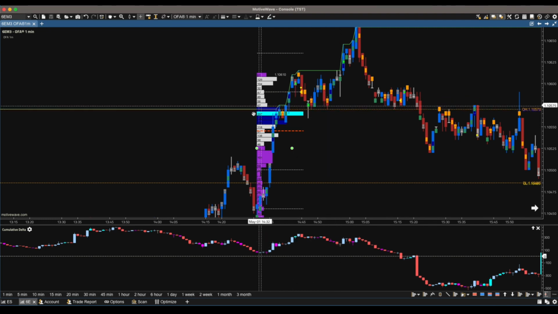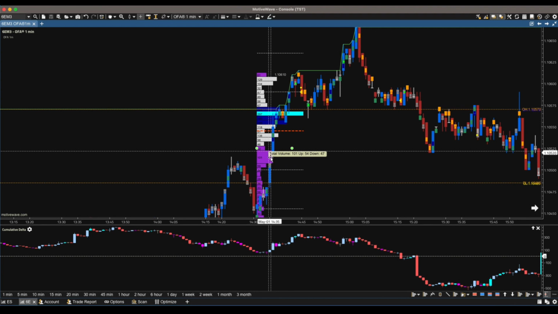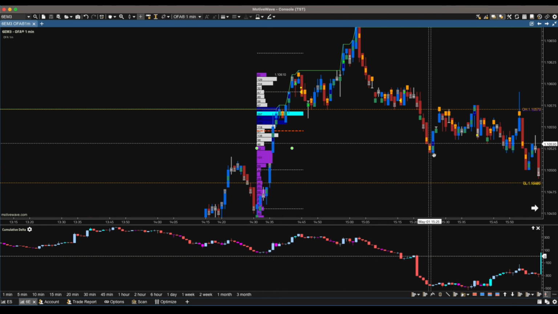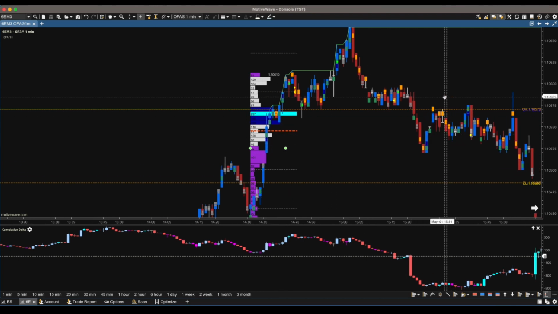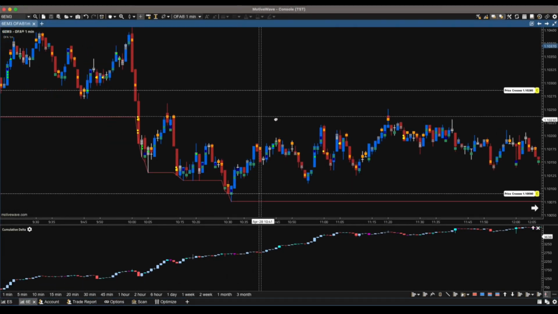The high volume node here has already been taken, so the next one will be this one. In fact, price reacted very well here. So I just want to show you one last example.